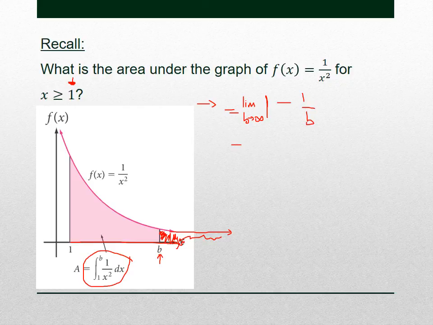Well, as b goes to infinity, you get 1 minus 0, which is 1. So the area under the graph of 1 over x squared, starting at 1 and going out forever, is exactly 1. Even though it goes off forever, the area is finite and it's equal to 1. Thinking, oh my gosh, how is this possible? That's really crazy and really awesome, and math is so much fun.